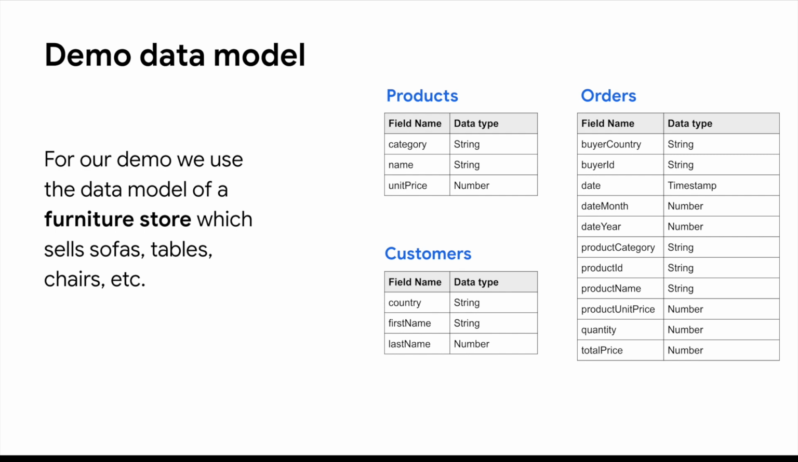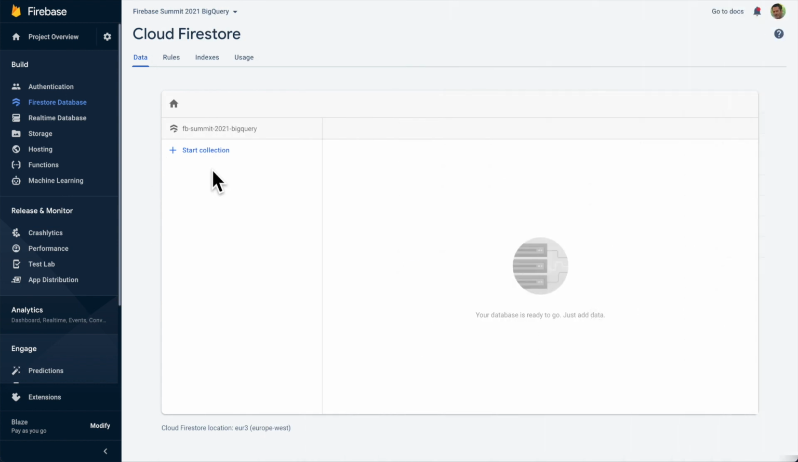For our demo, we are going to use the data model of a furniture store, which sells sofas, tables, chairs, etc. We have 3 Firestore collections: products, customers, and orders. As you can see, since Firestore is a NoSQL database, we do not hesitate to denormalize the data by, for example, duplicating the customer data. Okay, it's now time to start the demo.